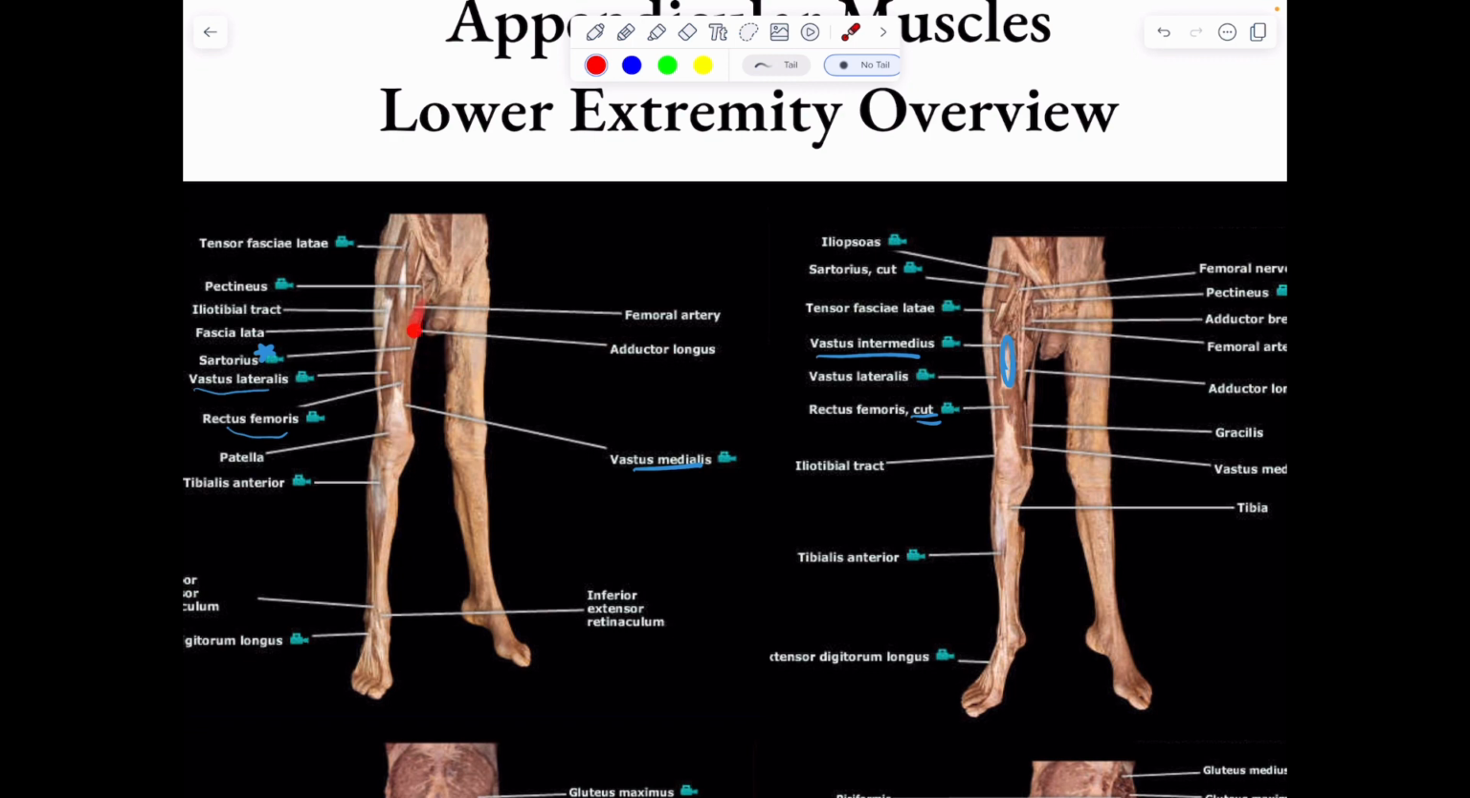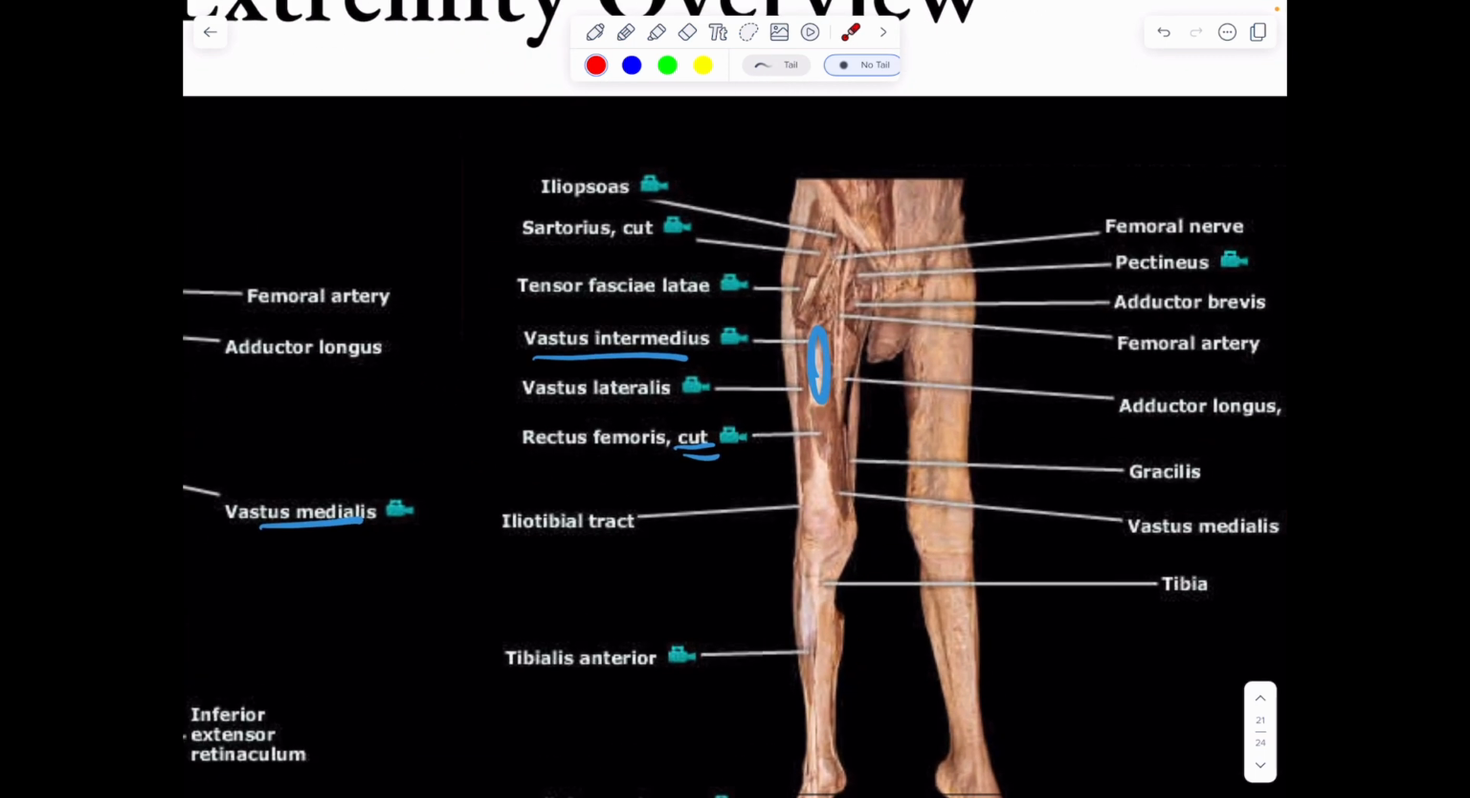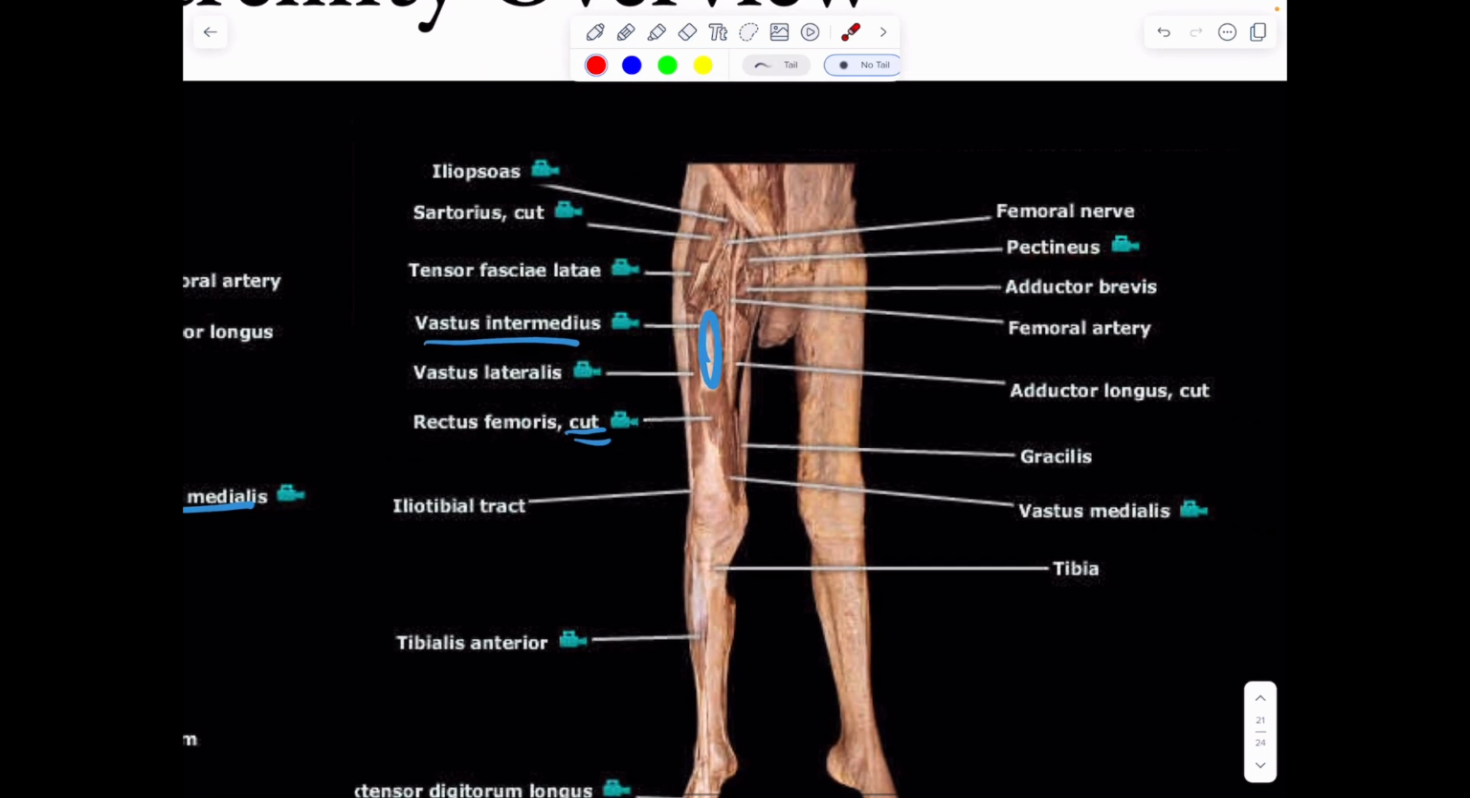So adductors are on the inside, on the medial side. We have adductor longus, and then underneath adductor longus, we have adductor brevis, as well as our gracilis. Those are going to be muscles in that medial compartment.